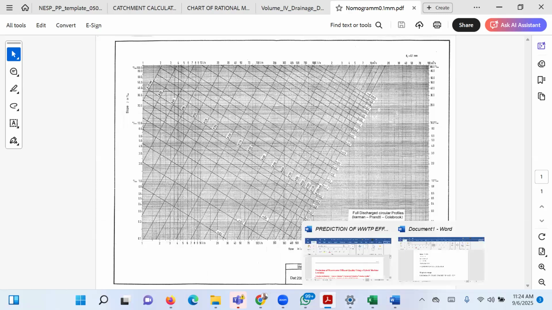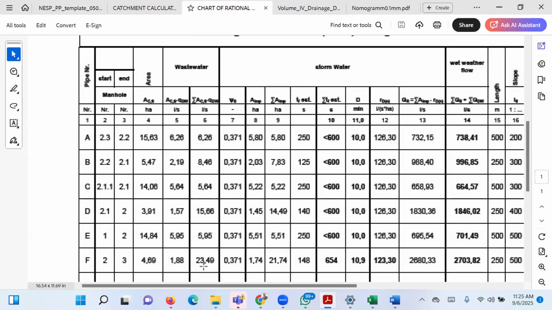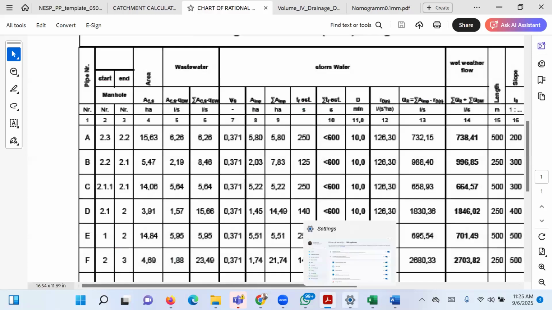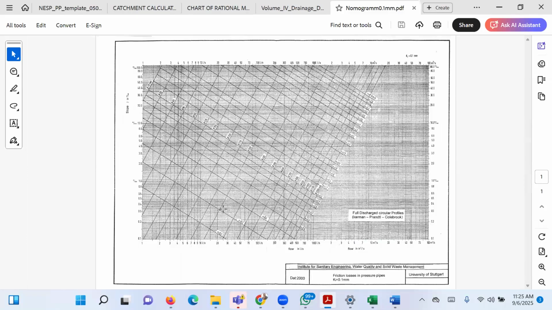But when I get to catchment F, which is 23.5, and I go to my chart, and I go to 23.5, let's say half here, and still at 5%, it is in between 150 and 200. And what did we say last time? You choose the bigger of the two. So here I will choose a 200 mm pipe.